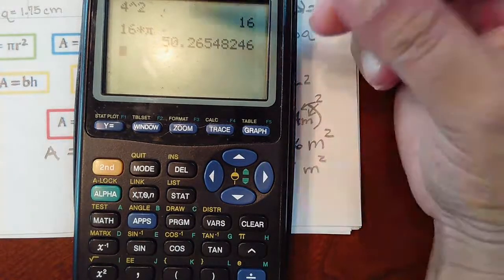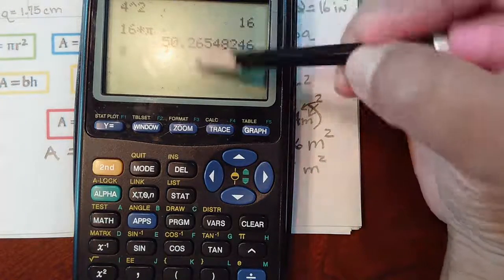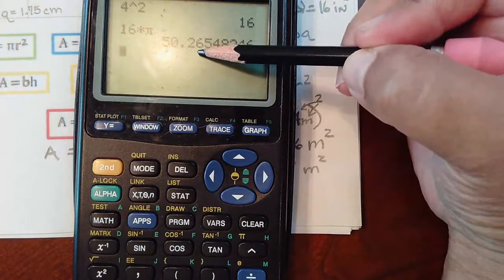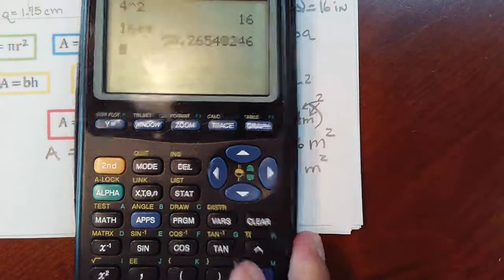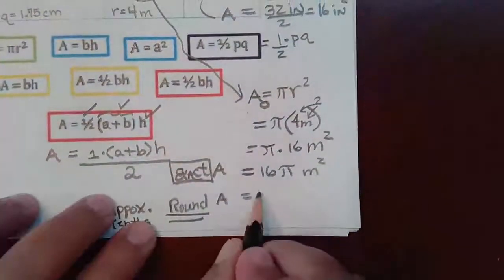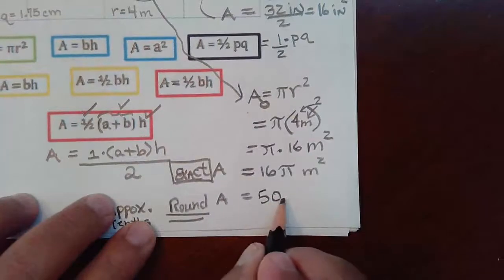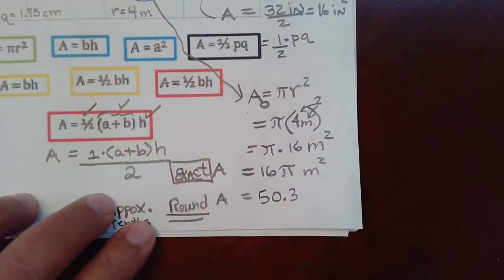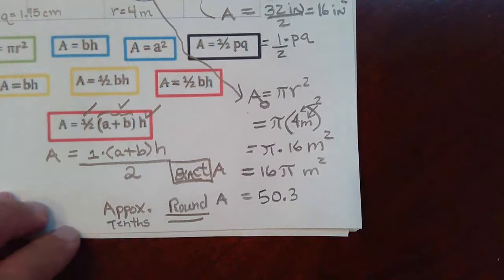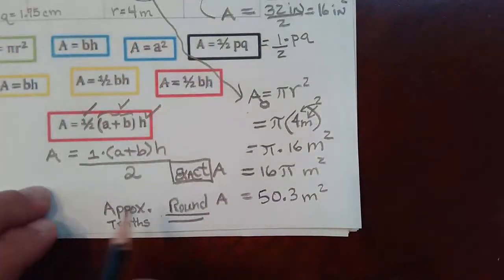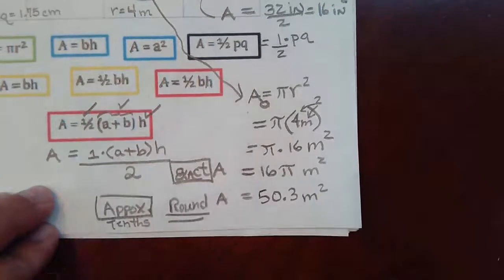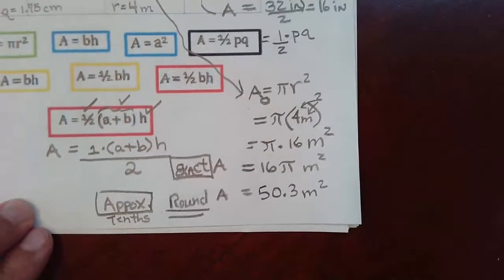Rounding to the tenths place, that would be this 2. That number would have to go up because the number next to it is 5 or bigger. So it would be 50.3 to the tenths place. And this is what we call an answer that's just close. It's approximate to the answer. Units still belong there. Okay, difference between an approximate answer and an exact answer. You will be asked for both kinds of answers, I think, on the circle problems.